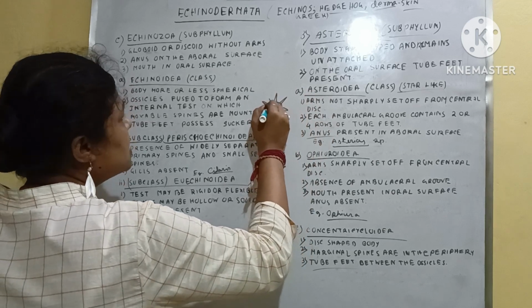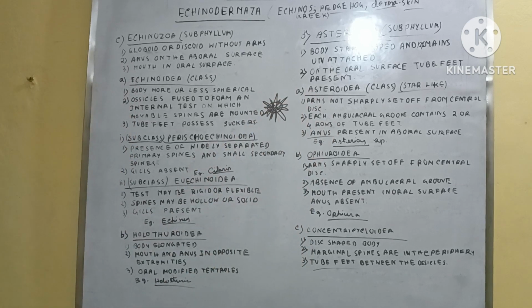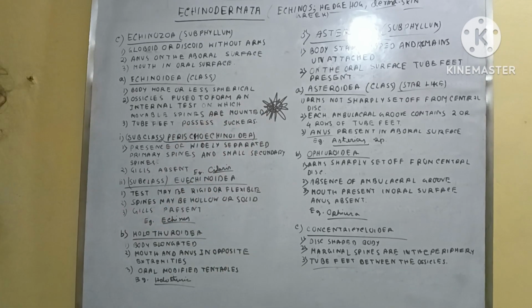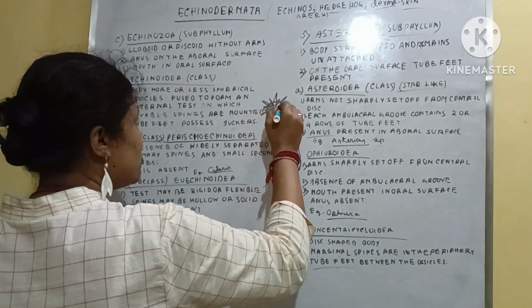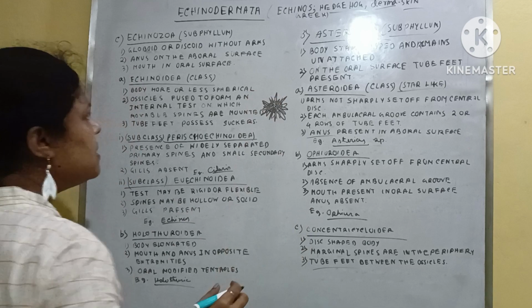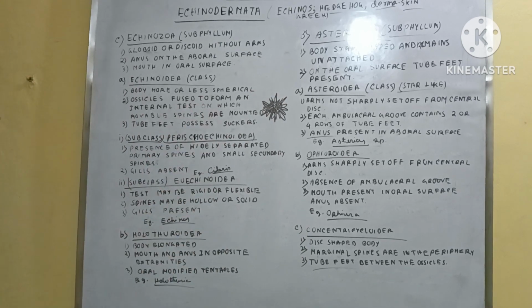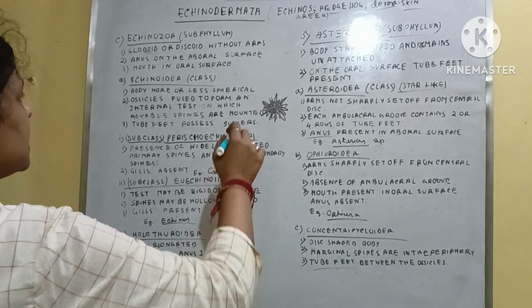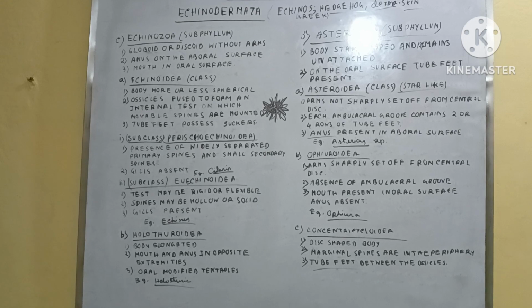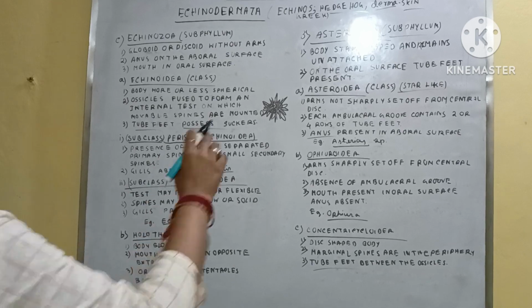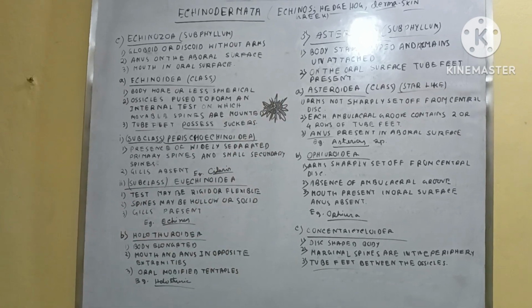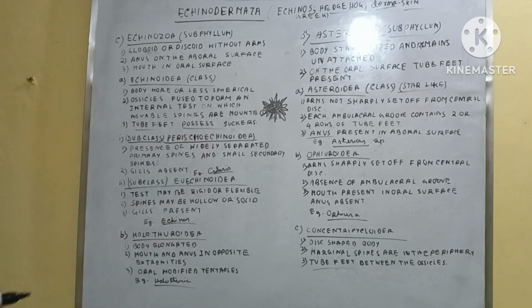The spines are already established here, and you cannot see the internal test on which the spines are already attached. So you can see only the spines moving on a round shaped structure. So this is the shape of the Echinoidea, and here the tube feet possess suckers, because the test is in the internal portion, so the tube feet must have suckers to attach with the body.